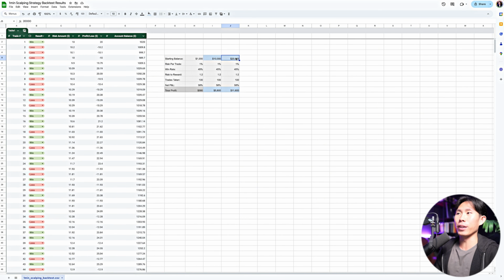That is why I can make 6 figures a month. It's because I have a large account. It doesn't mean that I'm a better trader than you. It just means that I have a large account. Like, just look at this. If you have 100K in your account, this strategy allows you to make 58K. And if you have $1 million in your account, this strategy allows you to make $580,000.